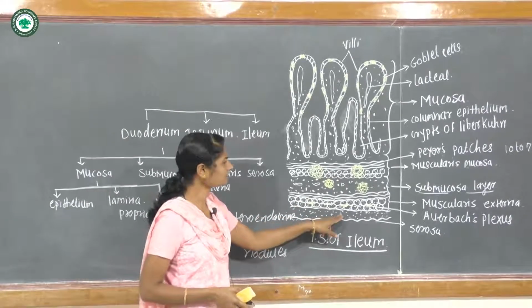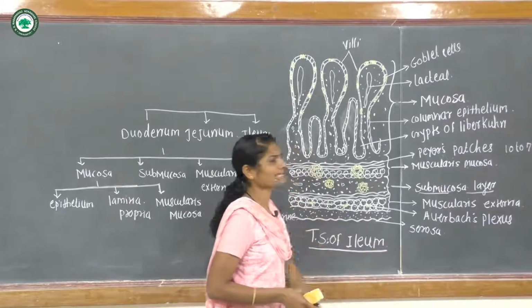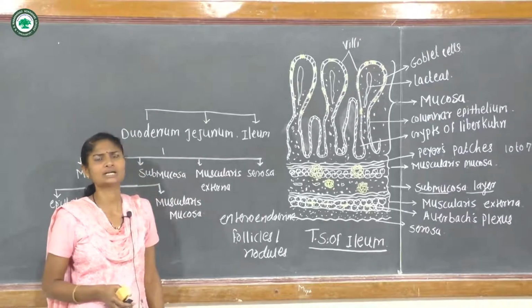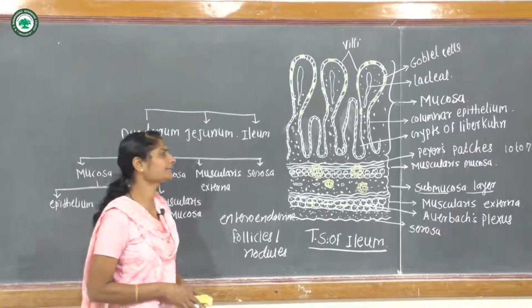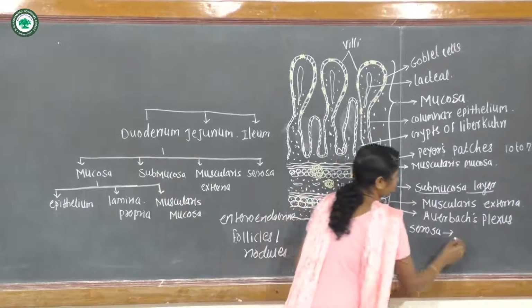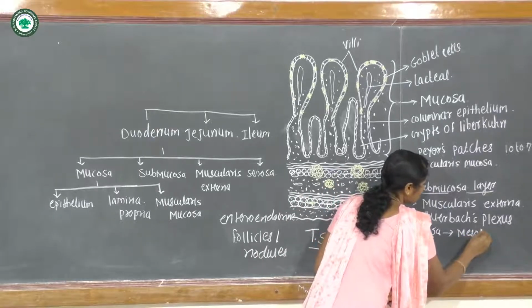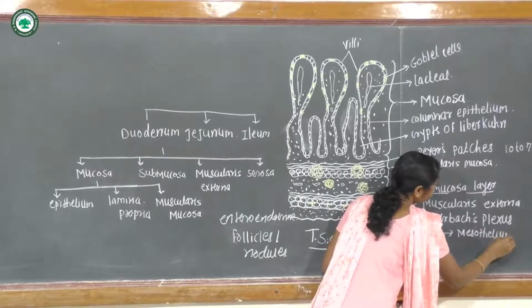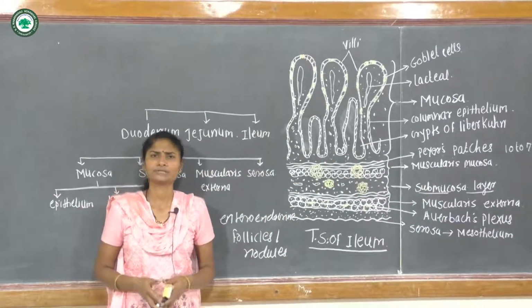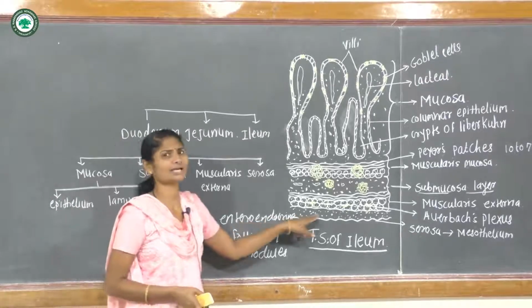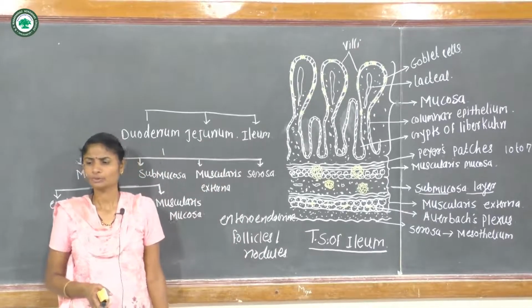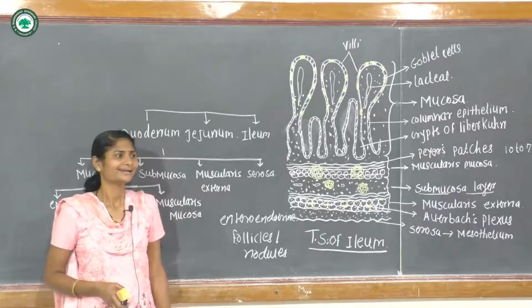Last layer is Serosa layer. It is the outermost layer, mainly composed of loose connective tissue and covered by mesothelium. It is supportive and protective in function. This serosa layer mainly functions as supportive and protective.